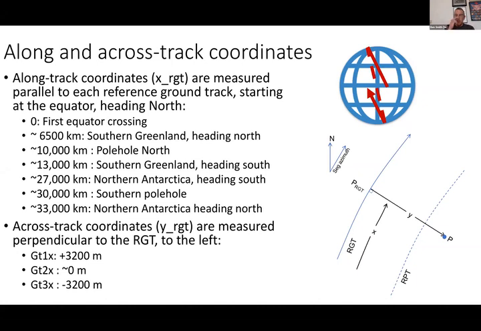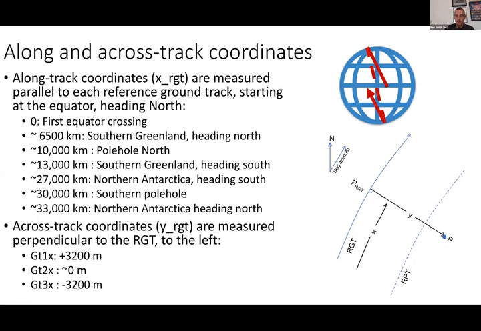But if you follow one particular track around, you start out at 0 at the equator, you encounter Greenland somewhere around 6,500 kilometers, cross the North Pole around 10,000 kilometers, get back to Greenland around 13,000 kilometers, hit northern Antarctica around 27,000 kilometers, and then get back to the equator at 40,000 kilometers. So these numbers are big. They're stored in meters, which makes them a little bit hard to look at. But the combination of which track you're looking at and your along-track coordinate can tell you exactly where you are on the Earth.